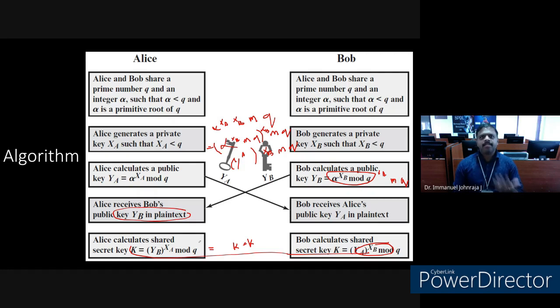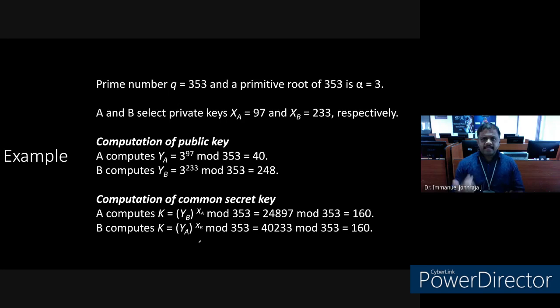The key is shared, the secret key is shared. All right, that's it. So this is an example. If you have understood what we have spoken earlier, this is simple. Both of them share a prime number called Q. We had taken the value as 353, and the primitive root of 353, alpha, is 3. How can you find that out? Using logarithmic arithmetic.